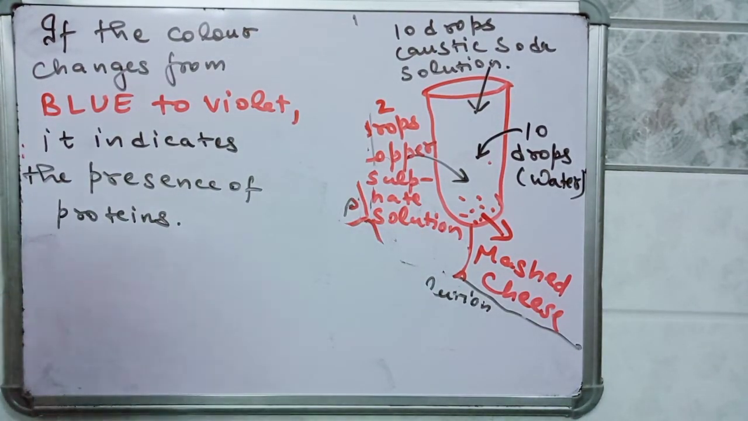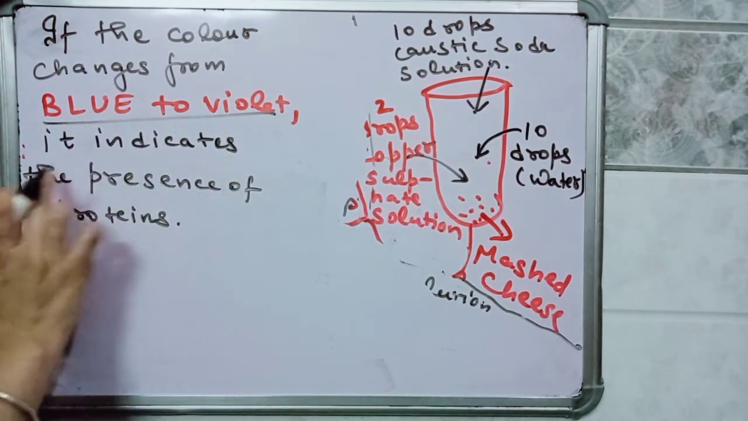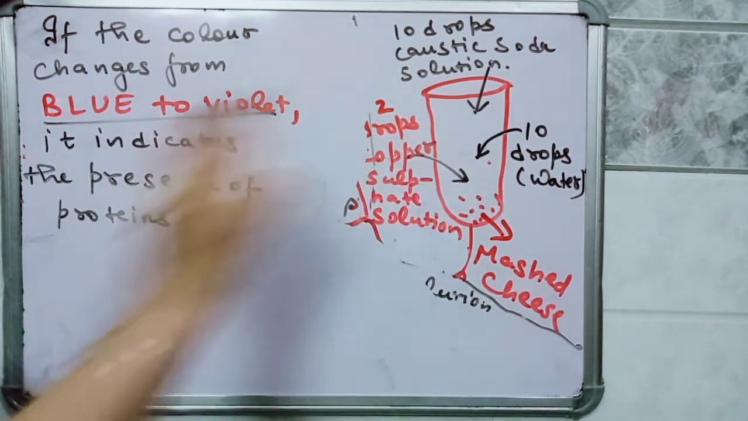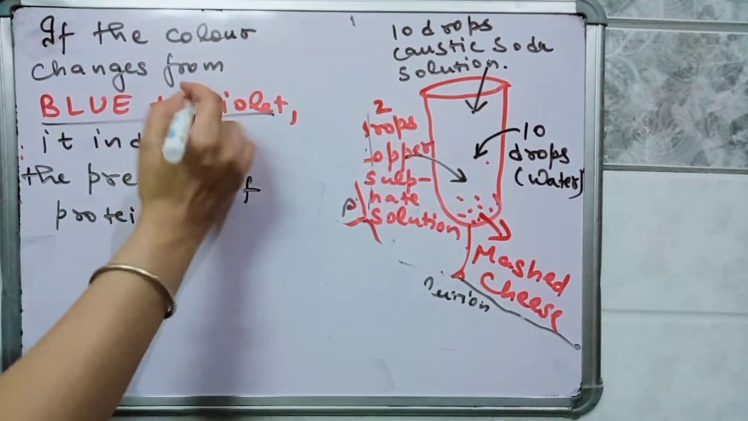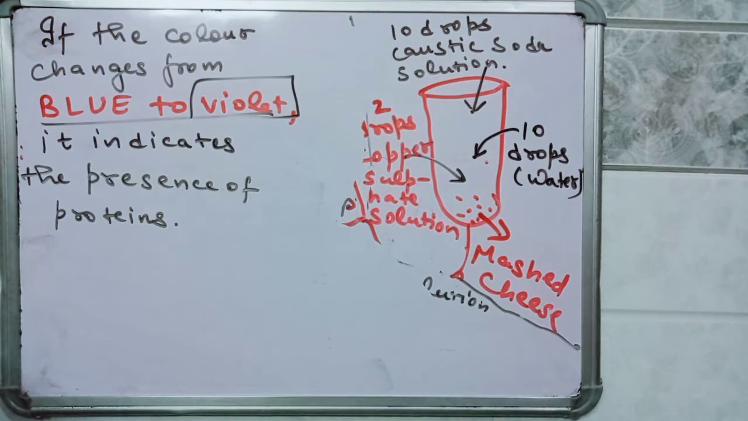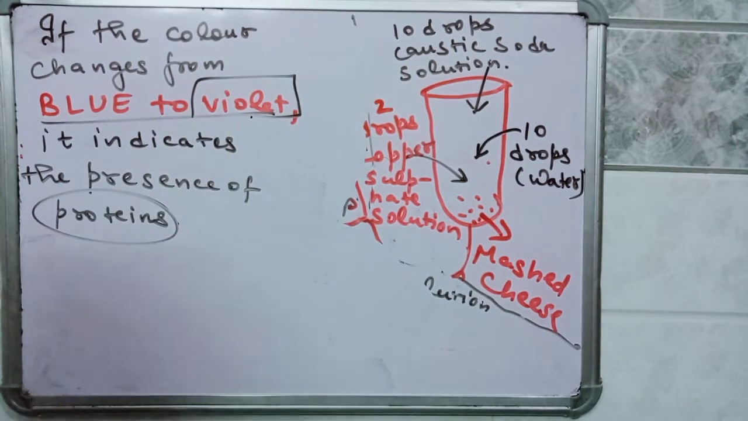So if the color changes from blue to violet, then it indicates the presence of protein in the food item. The more the protein, the darker violet color will be obtained.